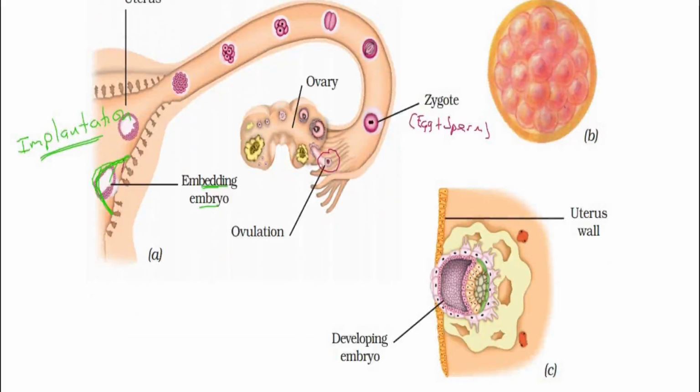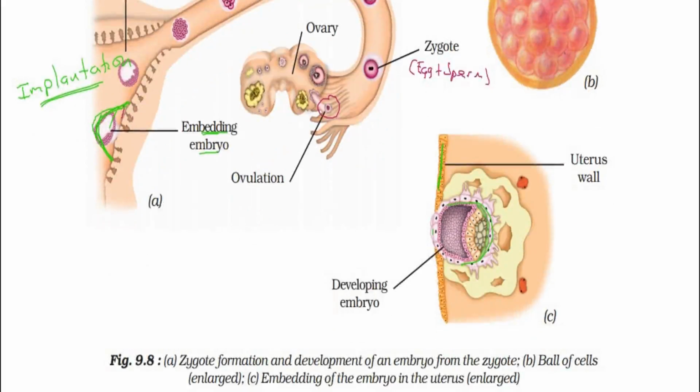And you see, in the uterine wall, the developing embryo gets stuck. It's implanted now. It gets nutrition from the mother's body through a tube called the placenta. So the placenta is joining the embryo to the mother's body.